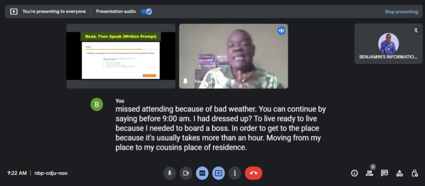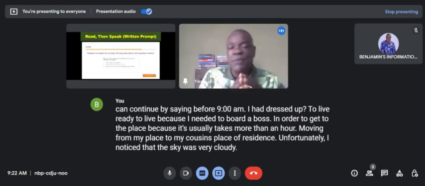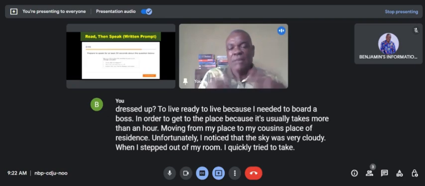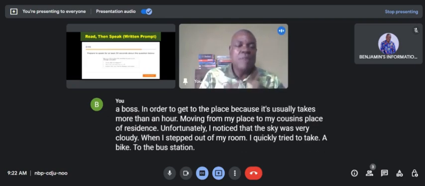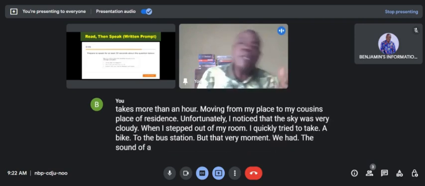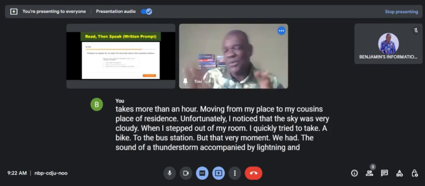Unfortunately, I noticed that the sky was very cloudy when I stepped out of my room. I quickly tried to take a bike to the bus station, but at that very moment, we had the sound of a thunderstorm accompanied by lightning and high winds.